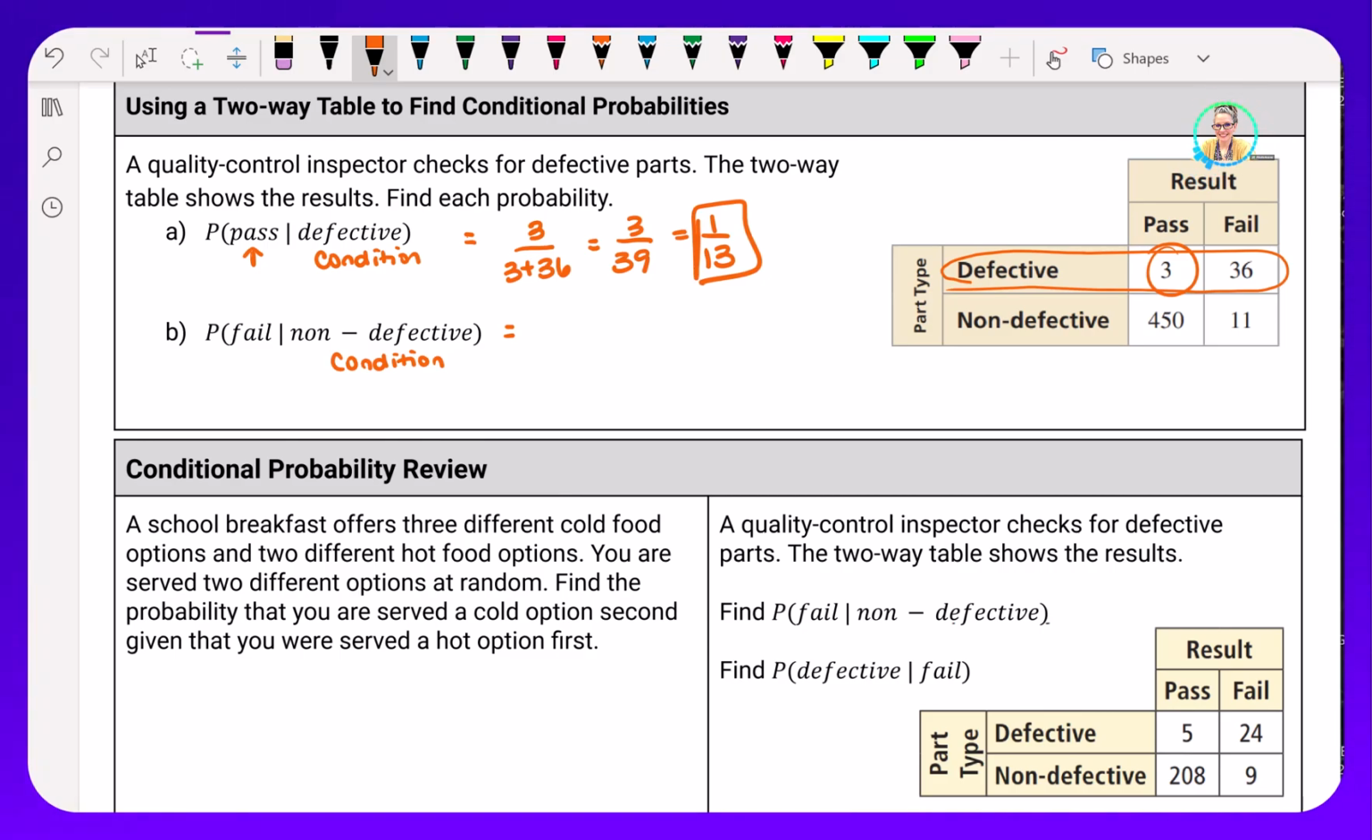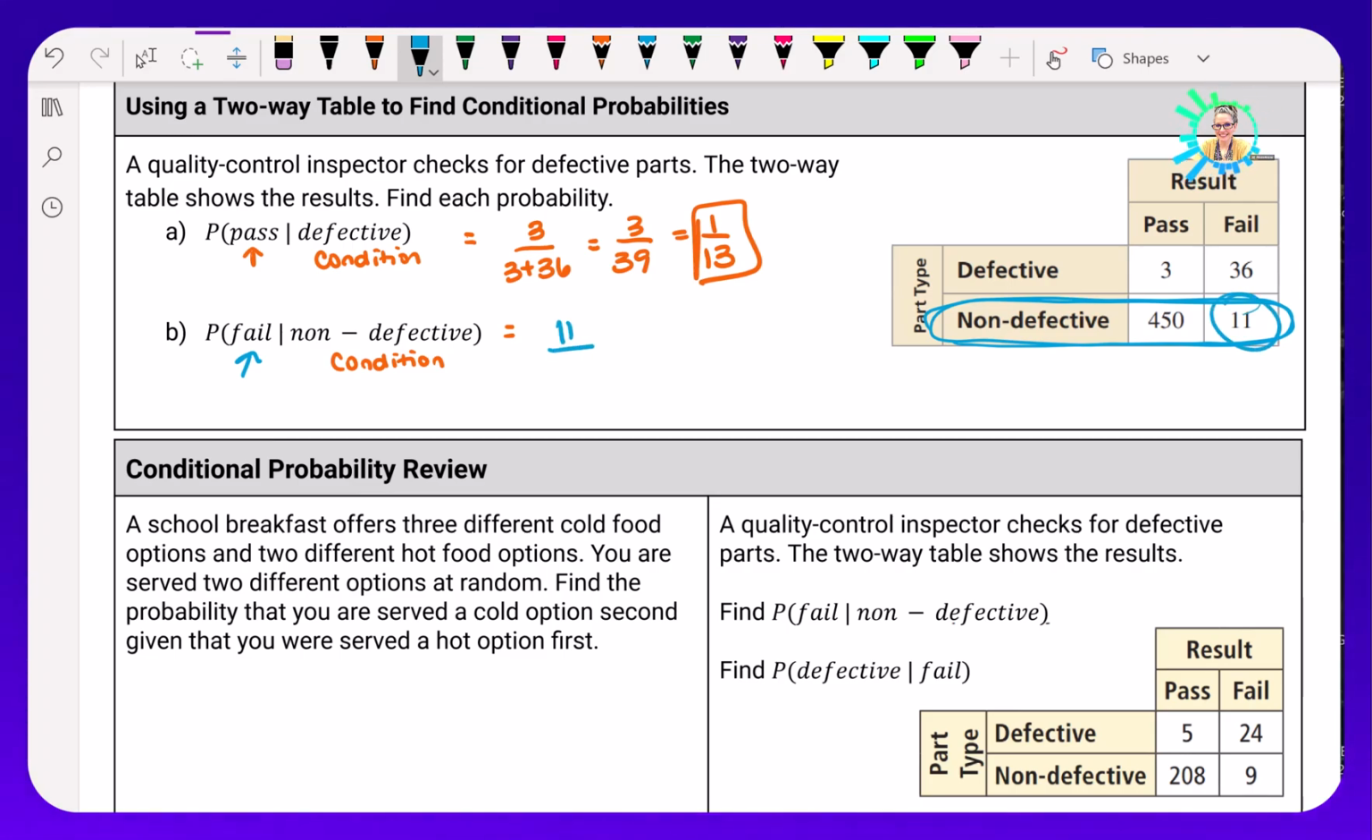Okay, let's look at this one. This one says non-defective, so let me erase it. I'm going to look at just the non-defective section. It wants me to figure out the probability of failure given that we're only looking at the non-defective parts. What fails? We have 11, but then in the non-defective section, we have 450 plus 11. So my final answer is going to be 11 out of 461. So you might have to add the row or the column depending on the question.